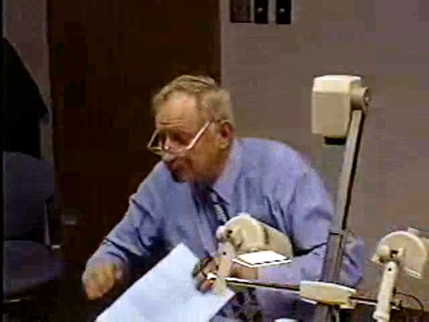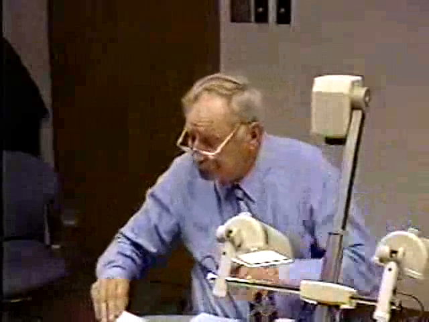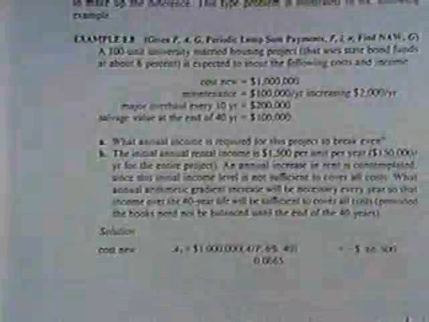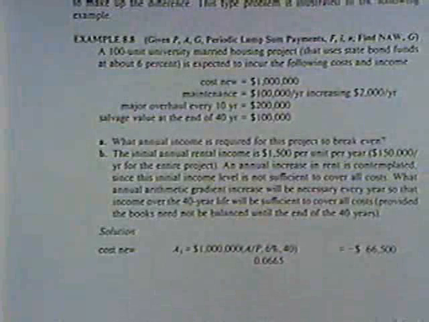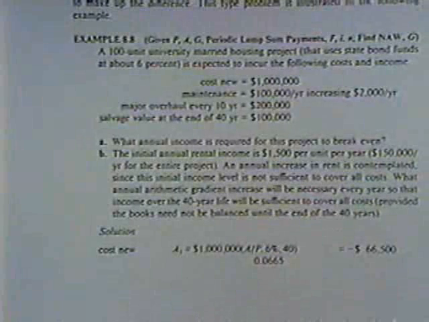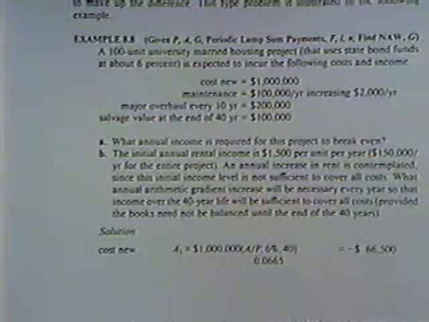On about page 13, there's example problem 8.8, involving an annual series and finding the gradient. Again, we have a 100-unit university merit housing project expected to incur the following costs and income. What annual income is required for this project to break even? That would be kind of a typical problem.